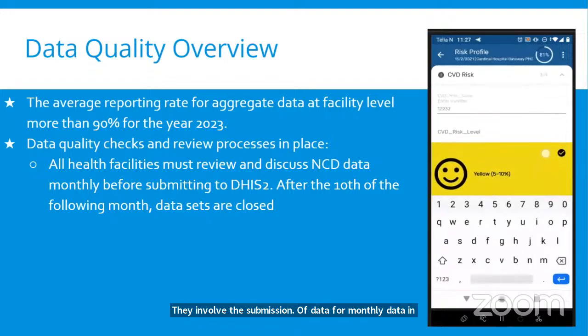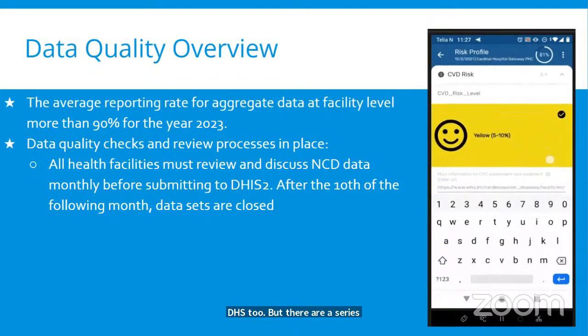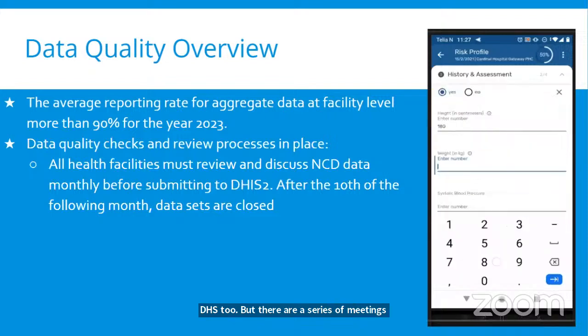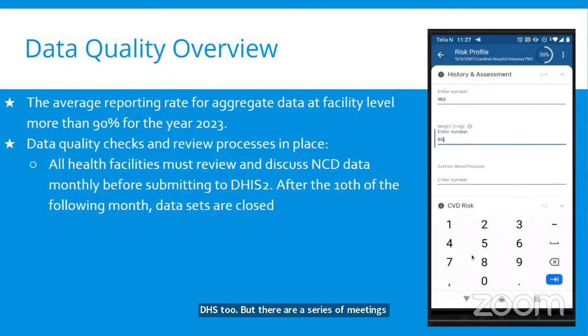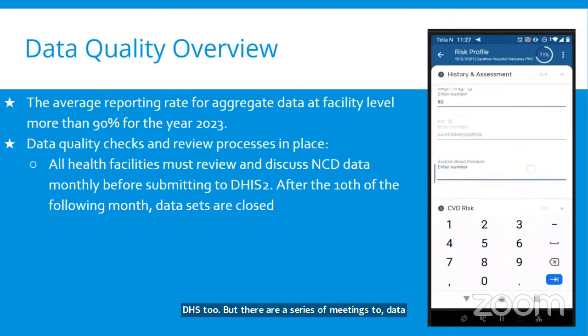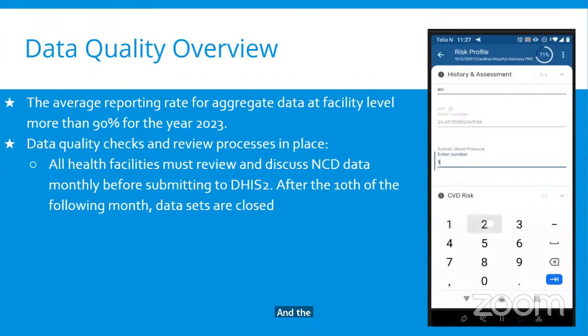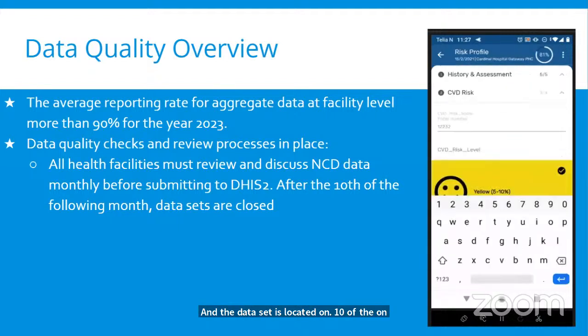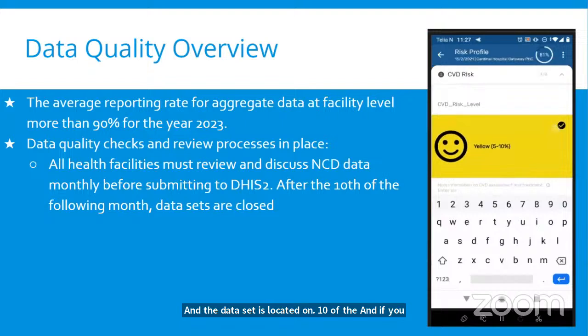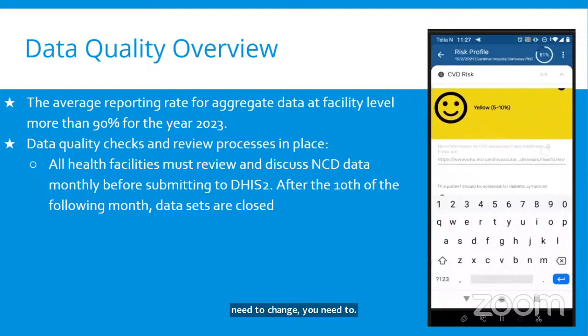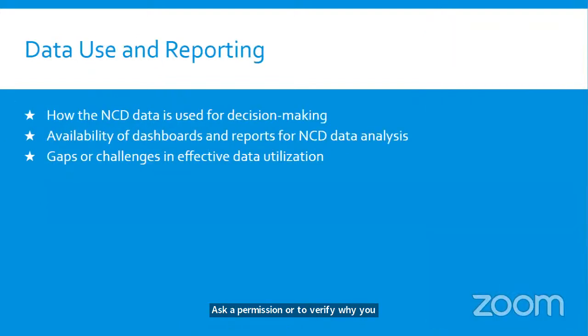The data quality approval process involves the submission of monthly data in DHIS2, but there are a series of meetings to validate data from the point of collection up to the point of entry, and the data set is locked on the 10th of the following month, and if you need to change it, you need to ask permission or verify why you are going to change this data.